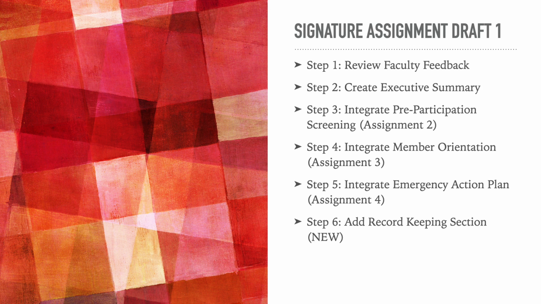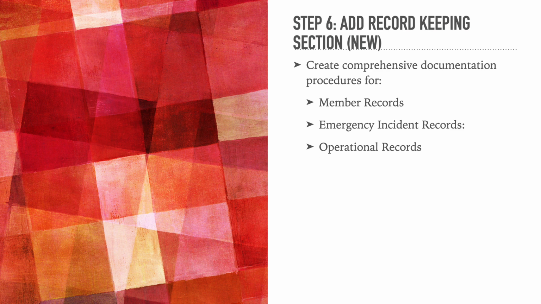And now we have a new one that we're going to develop, add a record keeping section. With the record keeping section, you're going to create comprehensive documentation procedures for member records, emergency incident reports, operational records. Then step 7, you're going to create the professional document structure. In step 8, final quality check. Make sure everything looks good.